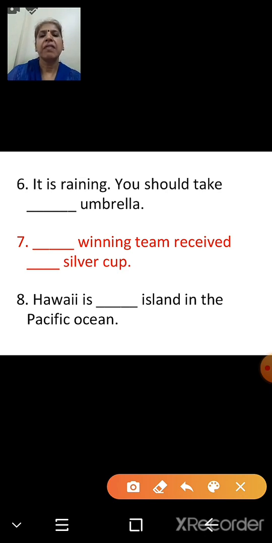Seventh. The winning team received dash silver cup. Hawaii is dash island in the Pacific Ocean.